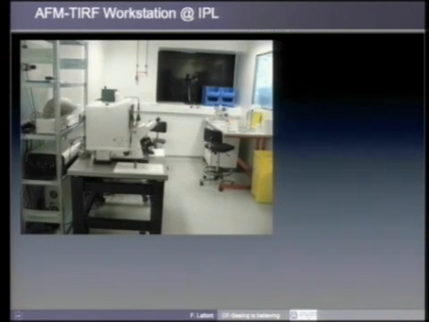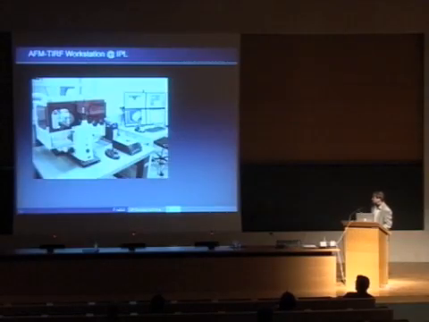So it is in an S2 facility. Here you see the laser of the TIRF system. It's an inverted microscope. Here you have the optic fiber. Of course, you have an incubation chamber. And here you see the screens where we are following everything concerning the atomic force microscopy.